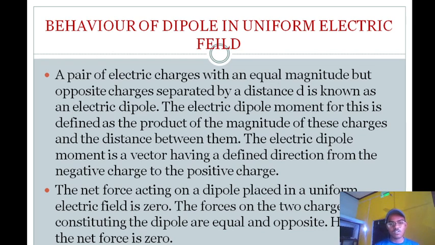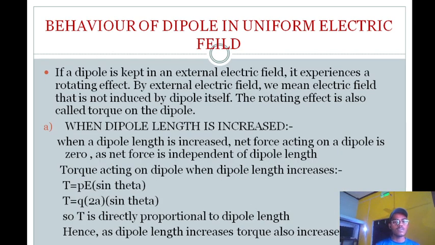The net force acting on a dipole placed in a uniform electric field is zero. The force on the two charges constituting the dipole are equal and opposite, hence the net force is zero. If the dipole is kept in an external electric field, it experiences a rotating effect. By external electric field, we mean that electric field that is not induced by dipole itself. The rotating effect is also called torque on the dipole.